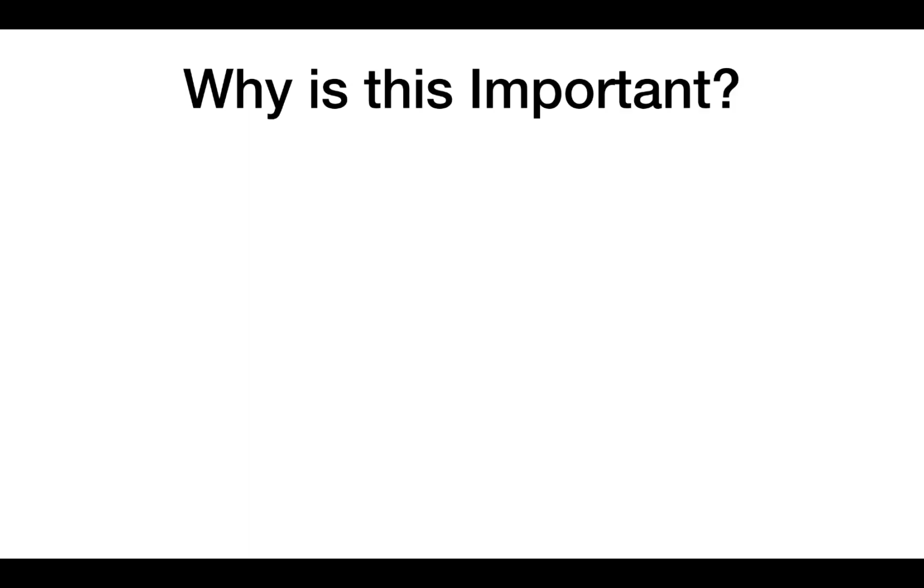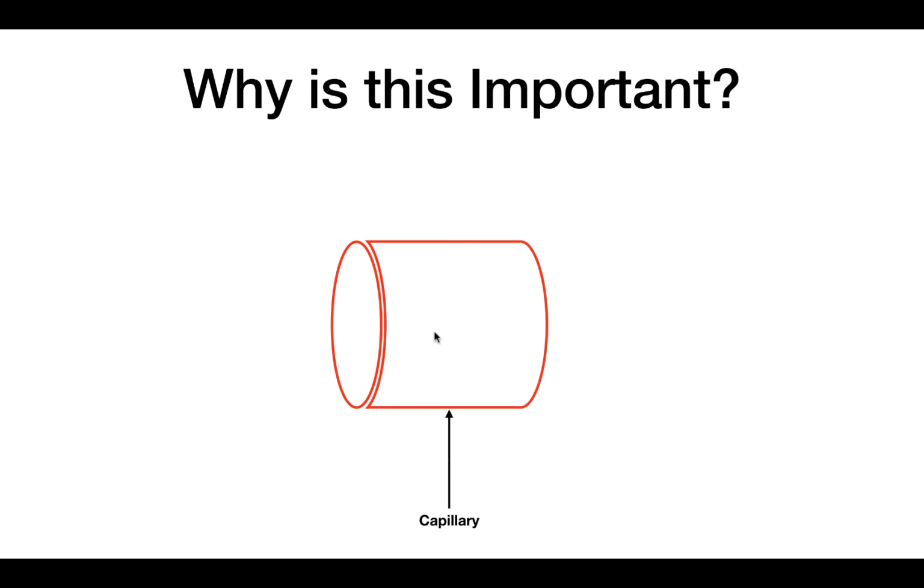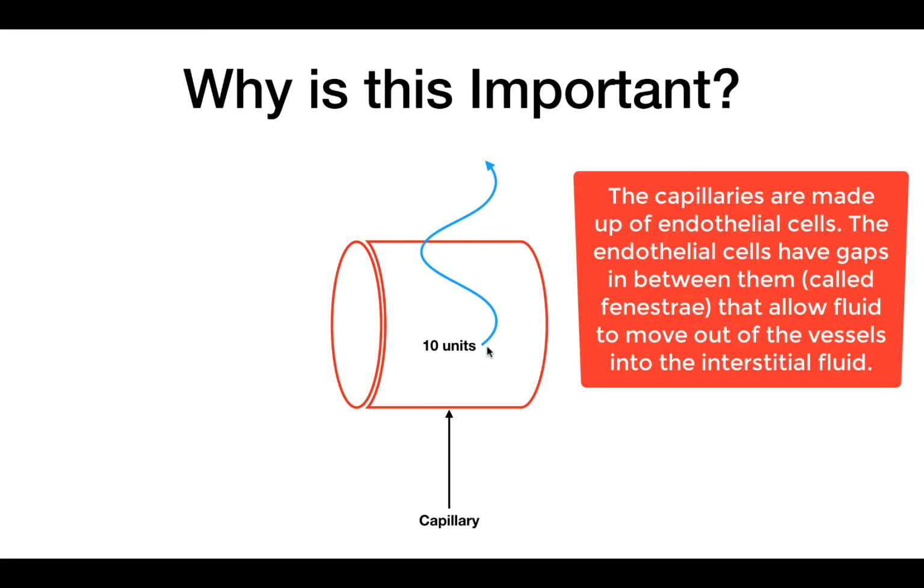So why is the capillary pressure so important? Why did we spend all this time talking about it? Well, in order to understand that, let's bring up an example. This is your vessel, and in this vessel, we have a certain pressure. Let's just say that we have a pressure of around 10 units. The pressure inside this vessel is going to cause fluid to move out of the vessel, and the movement of fluid out of the vessel is called filtration. So when we have a certain pressure, we have a certain amount of filtration occurring.